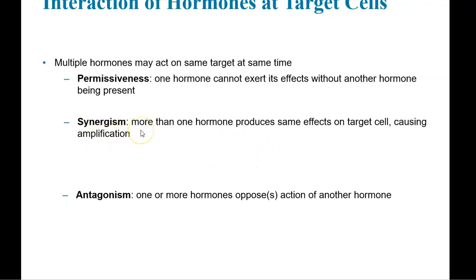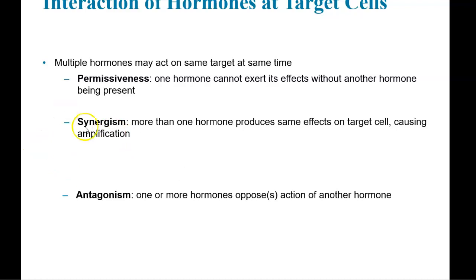Synergism is when more than one hormone produces the same effects on a target cell, causing amplification. An example for that would be glucagon and epinephrine. Epinephrine, I mentioned earlier, is one of the catecholamines. But both glucagon and epinephrine cause the liver to release glucose. So that's an example of synergism.